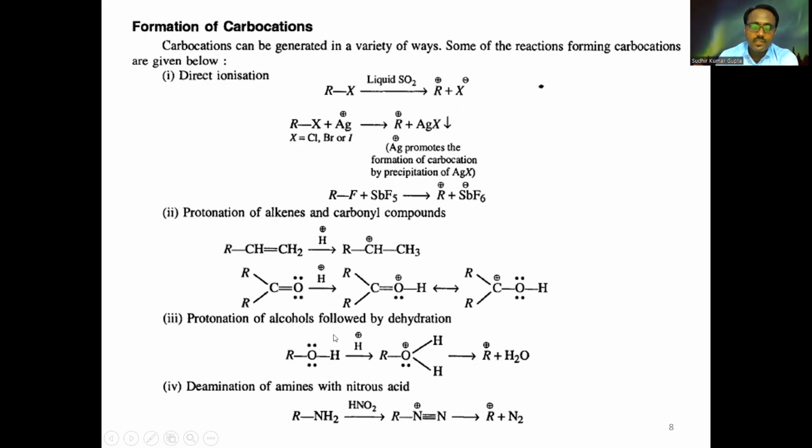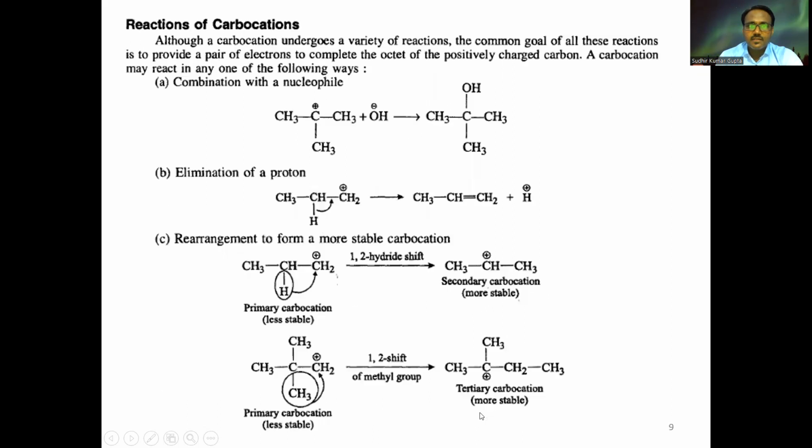If we go for protonation of alcohols, in that case also, this proton can be taken up by the hydroxyl group, and a water molecule can be easily released. So what will happen? This positive charge will be on this alkyl group, so we can get a carbocation. Deamination of amines with nitrous acid can also result in the release of nitrogen molecule. So what is going to happen? We can get a carbocation.